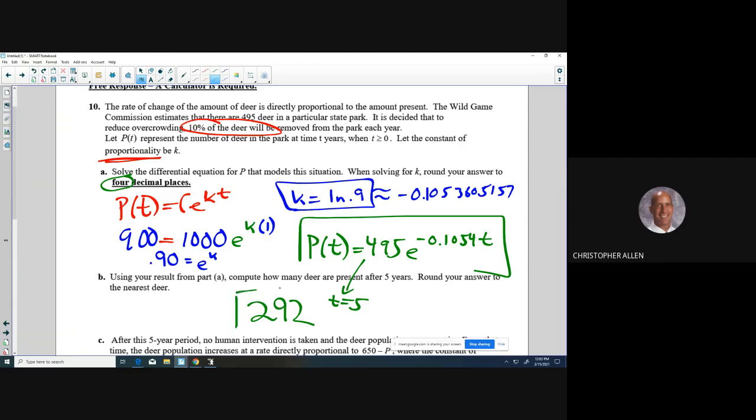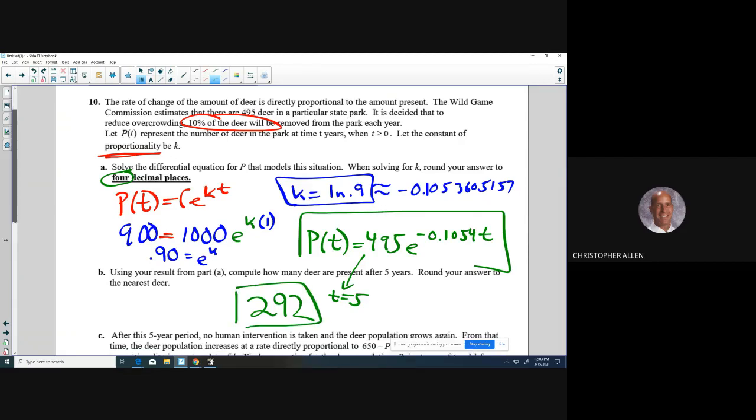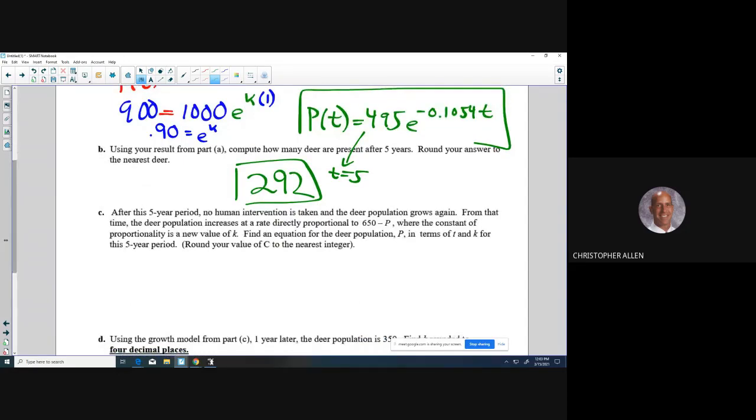Okay, so question C. Now things change a little bit here. It says after this 5-year period, no human intervention is going to take place anymore. In other words, this sounds bad, but it's true: we're not going to eliminate 10% of the deer anymore. We're going to let them grow. We're going to let them repopulate. And it says the deer population increases at a rate directly proportional to this.